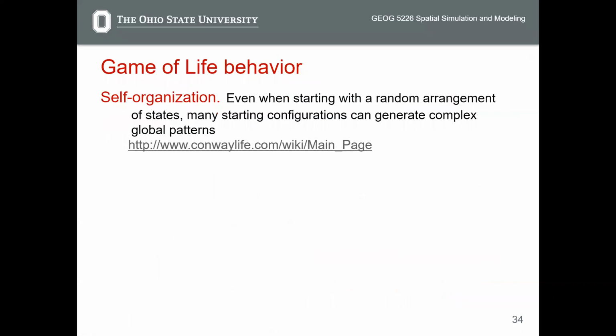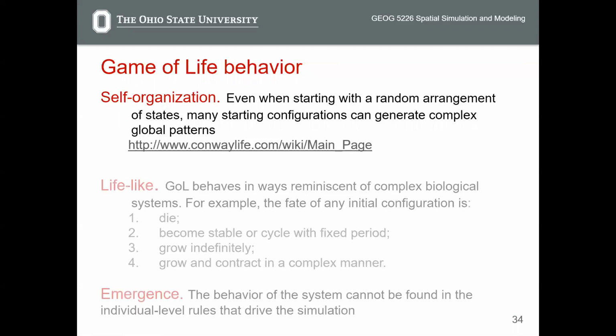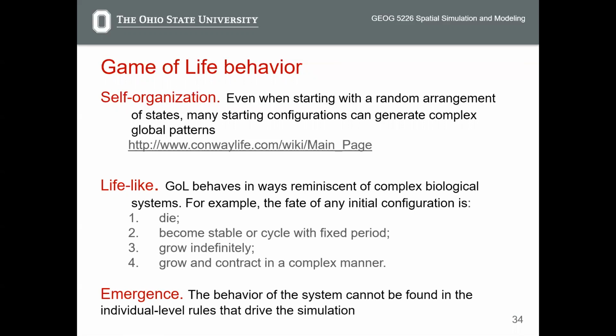Okay, and Game of Life behavior. Let's talk about its behavior. Firstly, it's self-organized. Even when starting with a random arrangement of states, many starting configurations can generate complex global patterns. Here is a wiki page for Conway's Game of Life. If you're interested, you can go there for more detailed information about this model, and it's lifelike. That's the reason why it's called Game of Life.